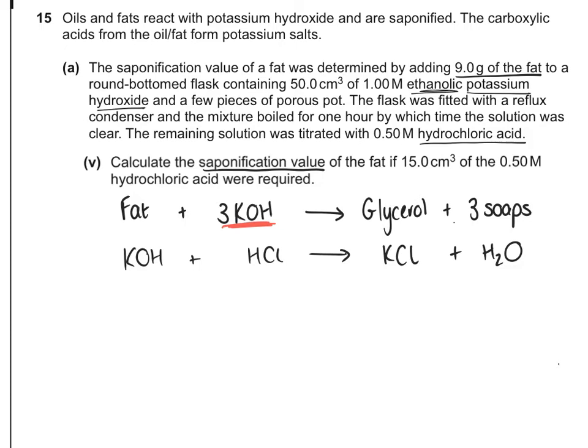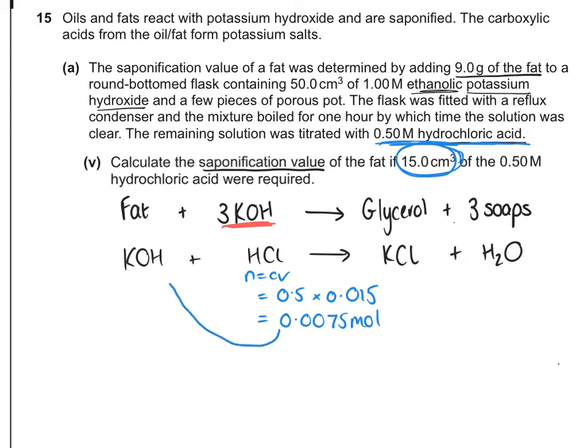So we start at the end of the reaction, and we can see that we're titrating it against 0.5 molar hydrochloric acid, and that we needed 15 centimetres cubed of it. We work out firstly the number of moles of hydrochloric acid that we used. The concentration is 0.5 molar and the volume is 0.015, converting the 15 centimetres cubed into decimetres cubed. That works out as 0.0075 moles of hydrochloric acid needed to neutralise the excess potassium hydroxide.